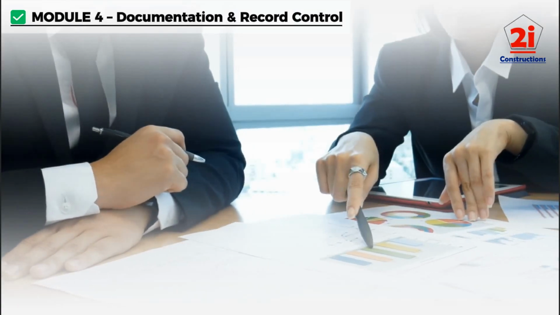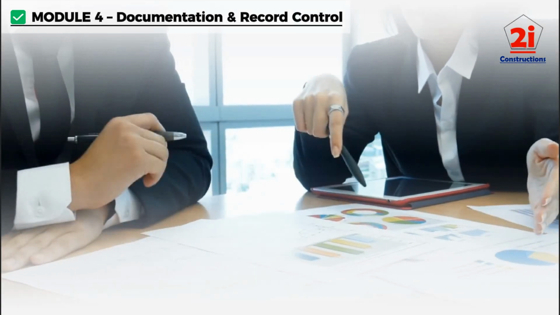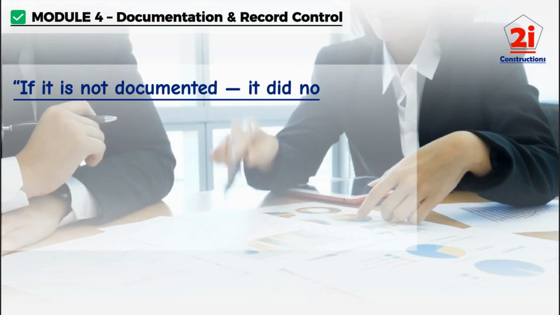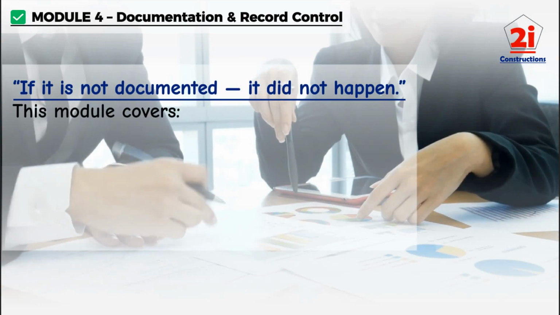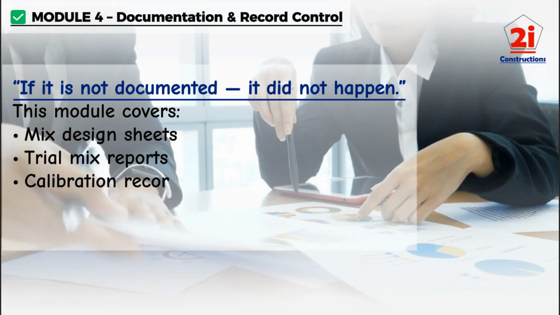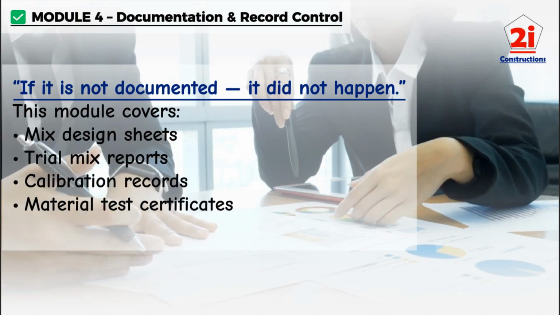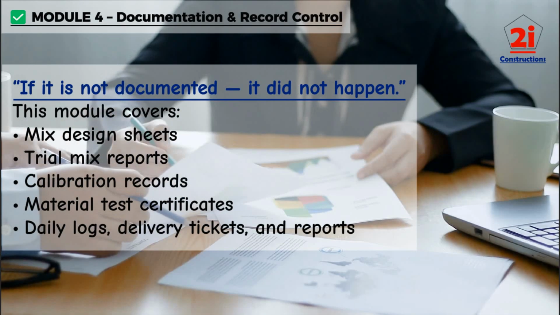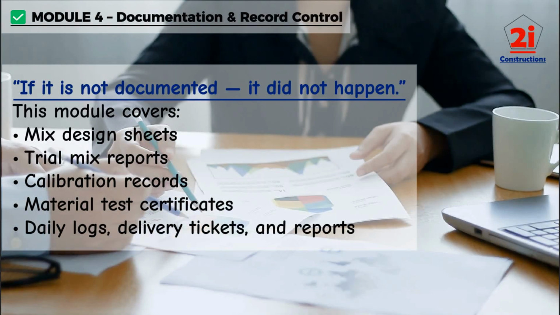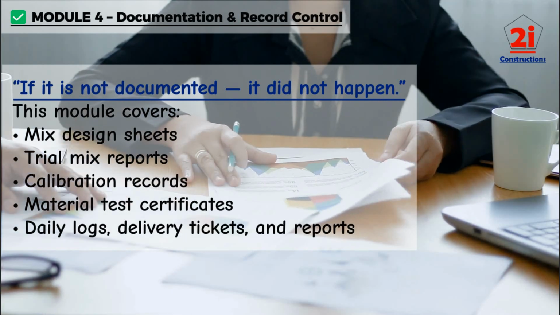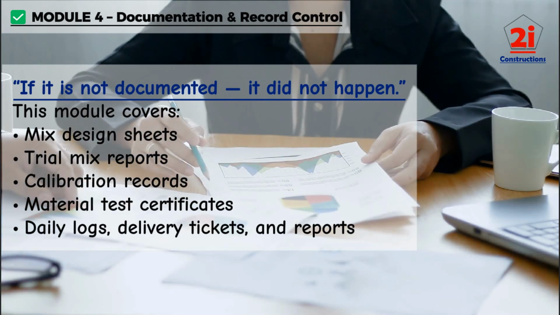Module 4, Documentation and Record Control. In quality control, if it is not documented, it did not happen. This module covers mix design sheets, trial mix reports, calibration records, material test certificates, daily logs, delivery tickets, and reports, proper document control and audit readiness. This module is critical for consultant approval and compliance audits.